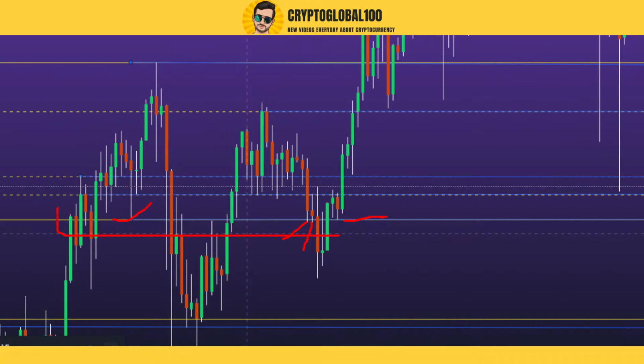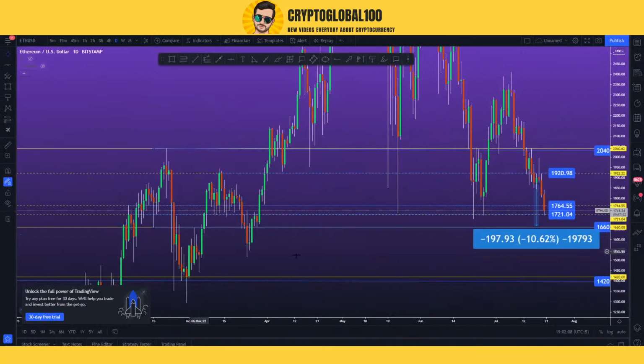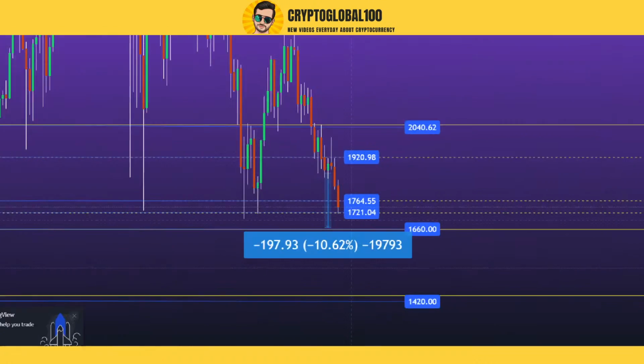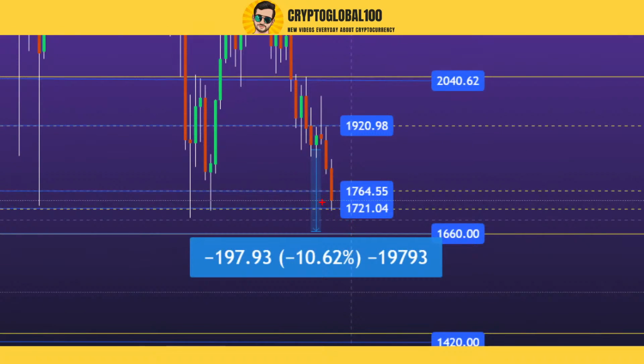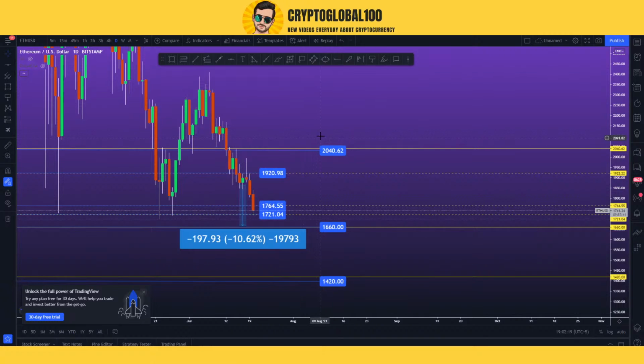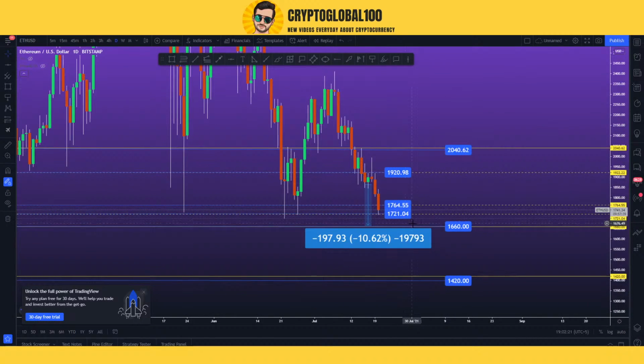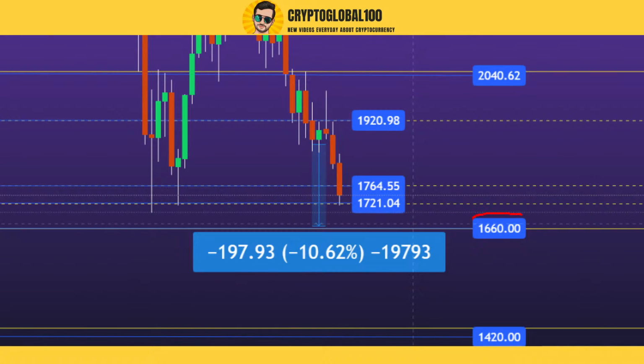So we might see price going down to this area unless BTC shows some retracement, some bullish move. We can't say anything about other altcoins. So this is the Ethereum for you guys. Ethereum is going down to 1660.